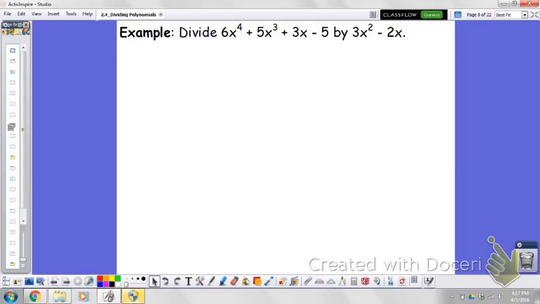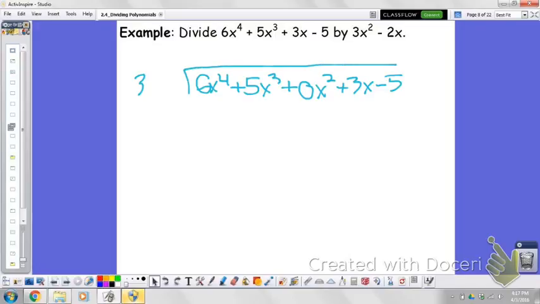So now we have 6x to the fourth plus 5x cubed plus 3x minus 5 divided by 3x squared minus 2x. So in this case, we'll take 6x to the power 4 plus 5x cubed. And since there is no x squared term, we're going to write it as plus 0x squared because we still need something in that spot. And then we'll just finish it up. And we're going to divide this by 3x squared minus 2x. And that's the only thing different about this one. So you just follow the same algorithm.